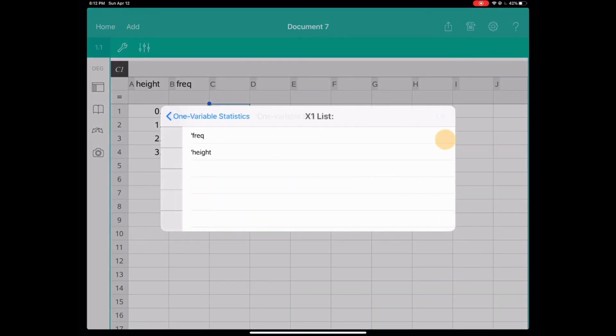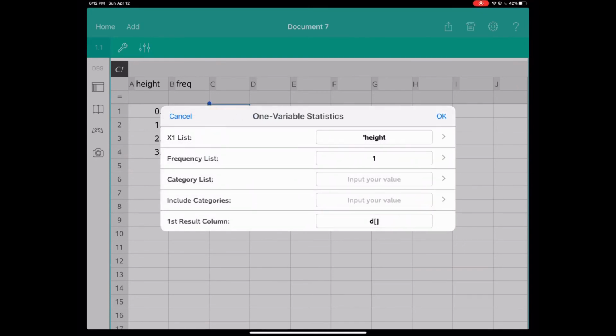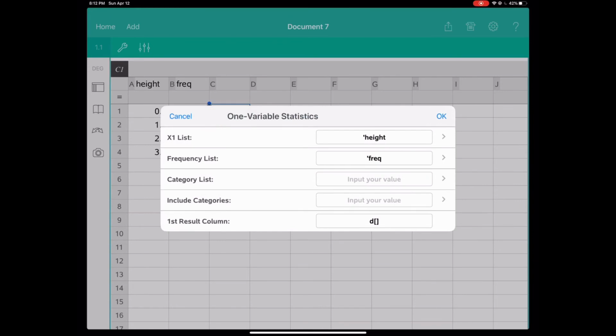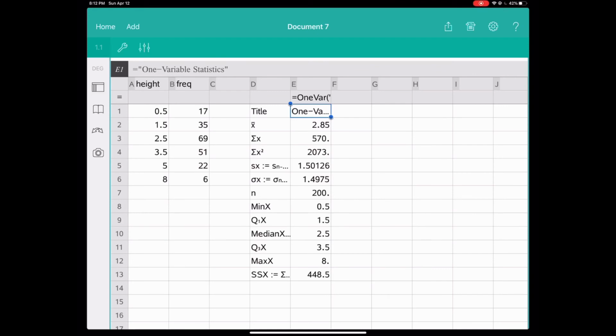My list is titled height, and now I'm going to be changing my frequency list. I no longer only have one value for each of those different heights. I have the frequencies labeled in the column that's labeled frequency. So now my calculator is going to say, oh, okay, well, we have 17 values of 0.5, and so on. So I'm going to hit OK, and I'm going to get all of these values.